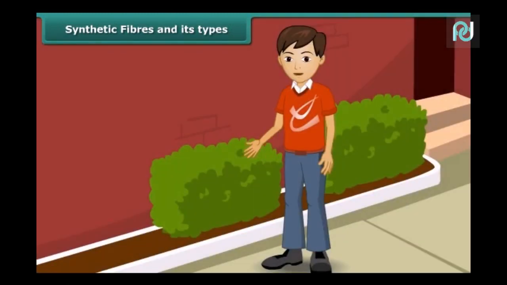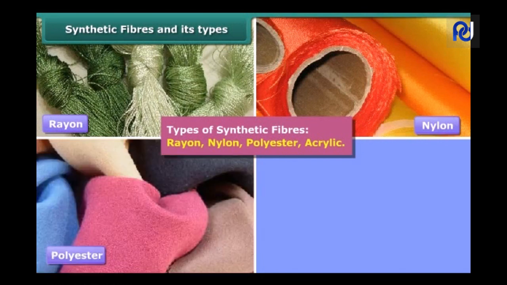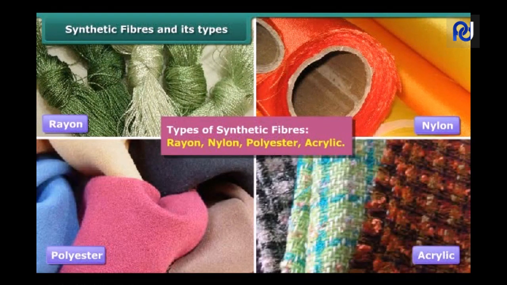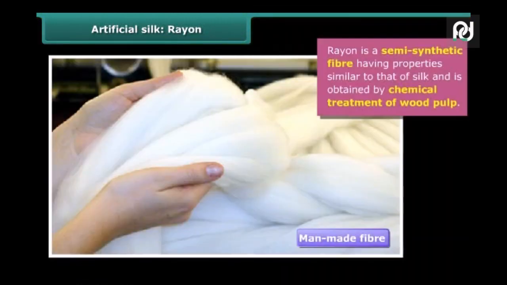Can you name some synthetic fibers which are used in our daily lives? I hope you might have heard about a few very common synthetic fibers like rayon, nylon, polyester and acrylic. So let's see the very first fiber, which is rayon. Now rayon is a semi-synthetic fiber having properties that are similar to silk. Rayon is obtained by chemical treatment of wood pulp.